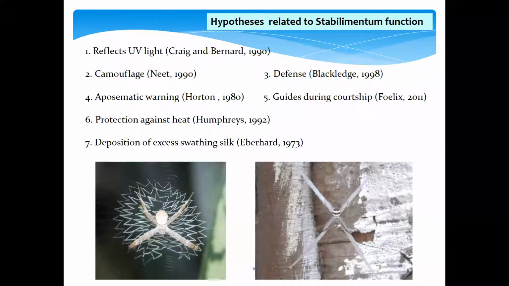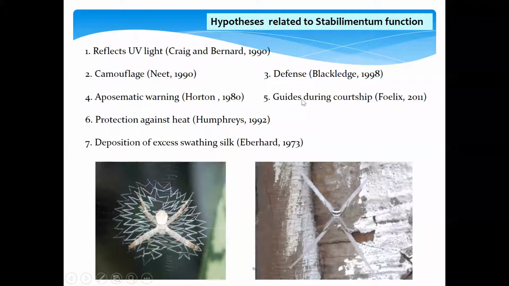Then we have defense purpose. Blackledge in 1998 had also said that the silk of the webs is very thin and almost invisible. So this stabilimentum actually makes the web conspicuous, so that a flying bird, if a web is made in the path of a bird, generally does not directly break the web. So it makes the web more conspicuous.